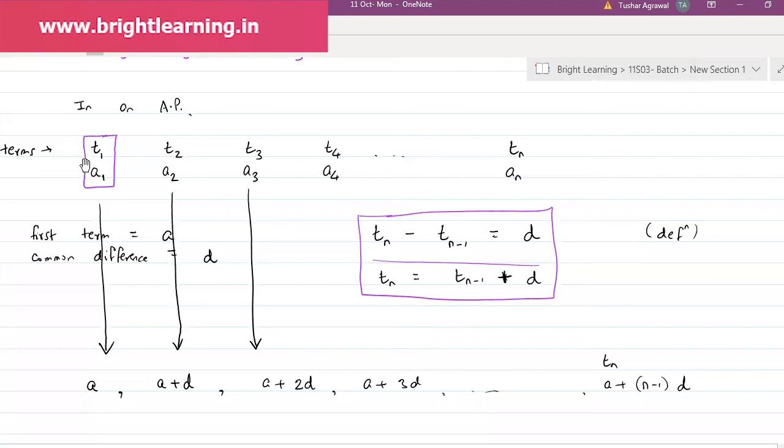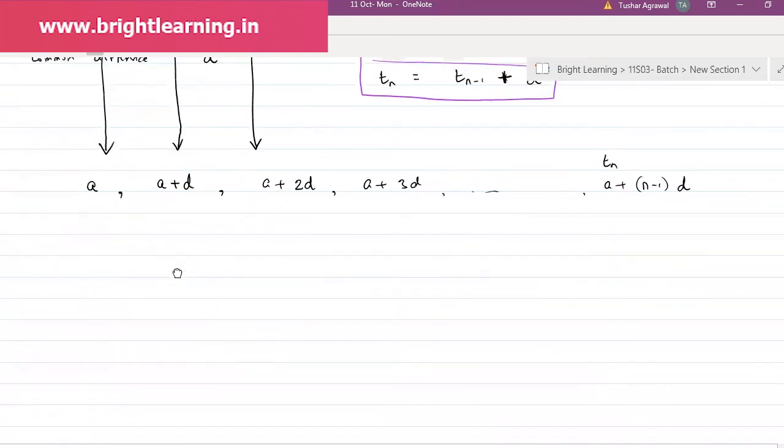So from T1 to T2, I have to jump one step ahead, and the step I am taking is constant everywhere. My jump is of D units, the common difference. If you want to go from T1 to T2, you are jumping 1 unit, so A plus 1 times D. From T1 to T3, you are jumping 2 units, so plus 2D. From 1 to N, there are N terms in total, so you are going N minus 1 steps ahead. That turns out to be A plus (N minus 1) D. Got it?